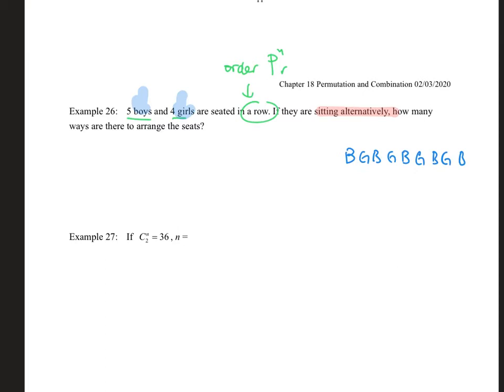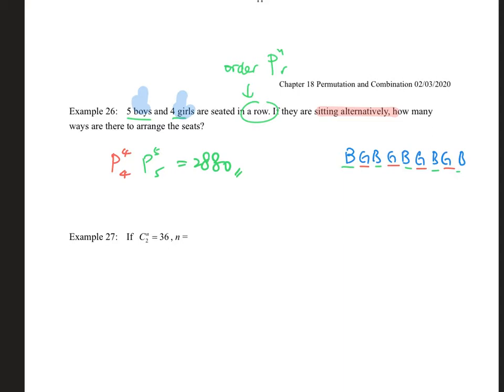In this case, you will see that the 4 girls will be arranged in these 4 positions, so it comes to 4P4. While for the boys, there are only 5 places for them, 5P5. This is how you get the answer very quickly. And now by calculator, you get 2880 as the answer.